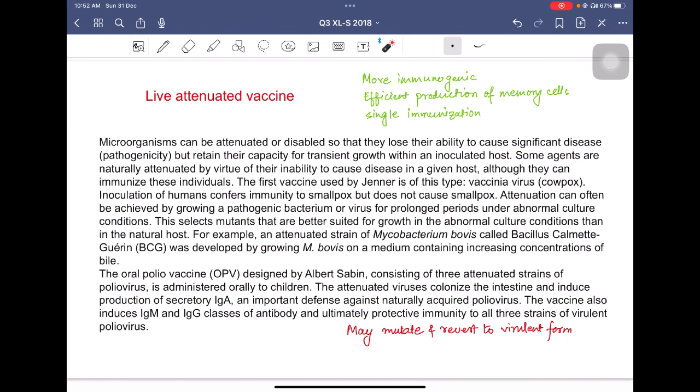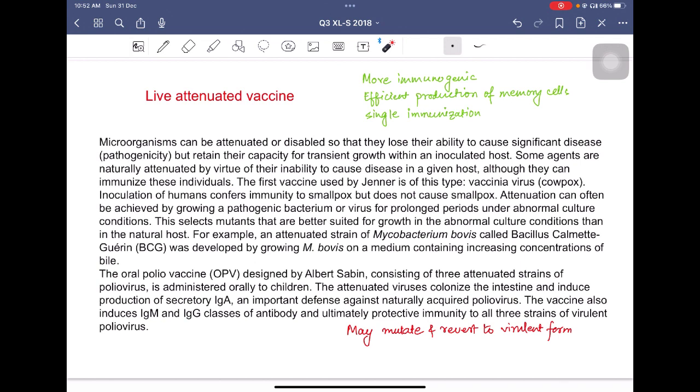Right? So even though the vaccine that is injected in the host is three attenuated strains of poliovirus, which is why they do not cause any disease in the host, they protect the host against any further infection from the virulent strains of poliovirus.